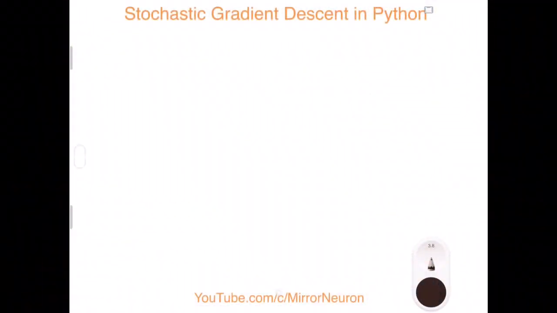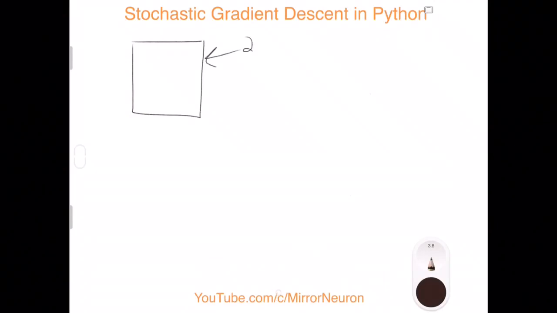Okay, so far we have seen how to implement the batch gradient descent, right? And now let's focus on the stochastic gradient descent. Before we jump onto the stochastic gradient descent Python code, let's see what has changed from the batch gradient descent. In the batch gradient descent, we took the entire data set and processed it 2000 times, right?